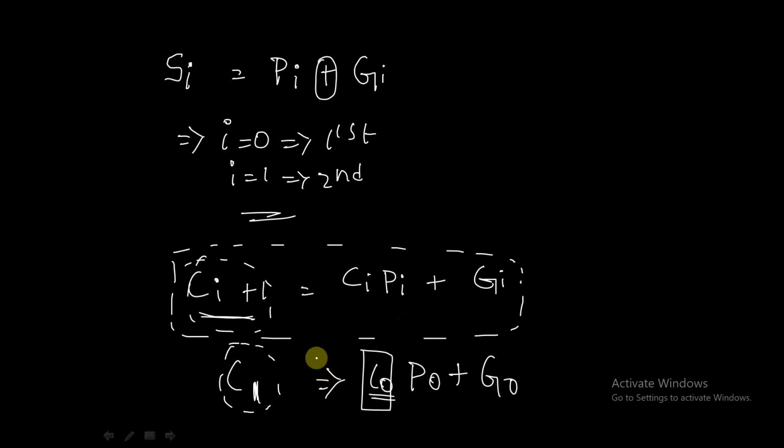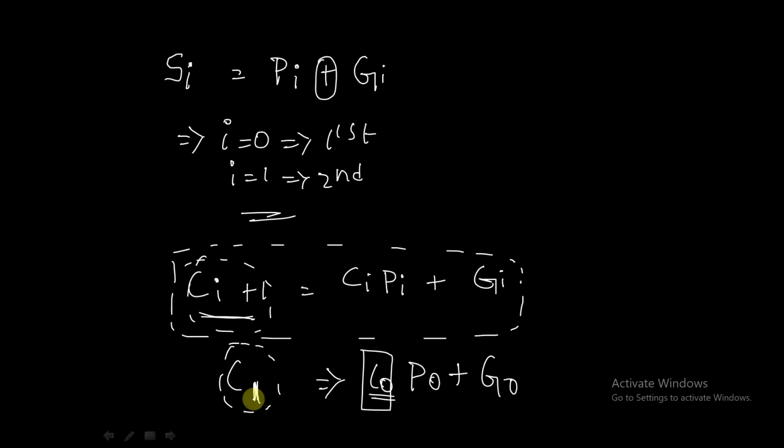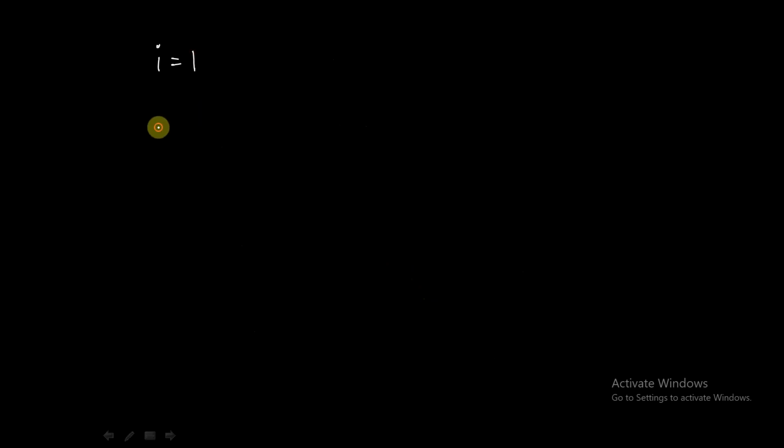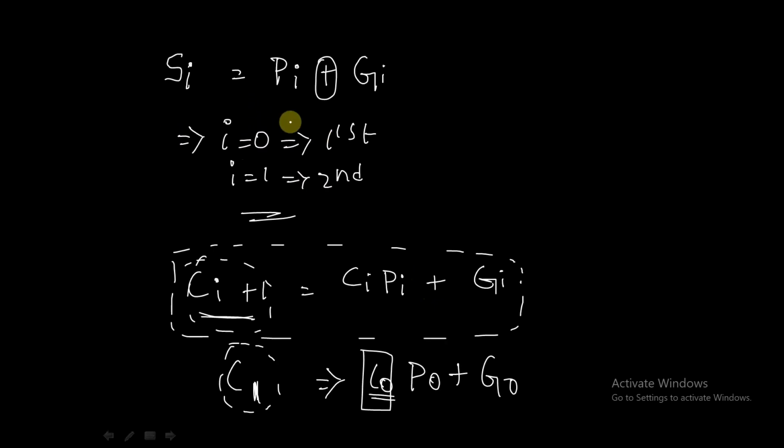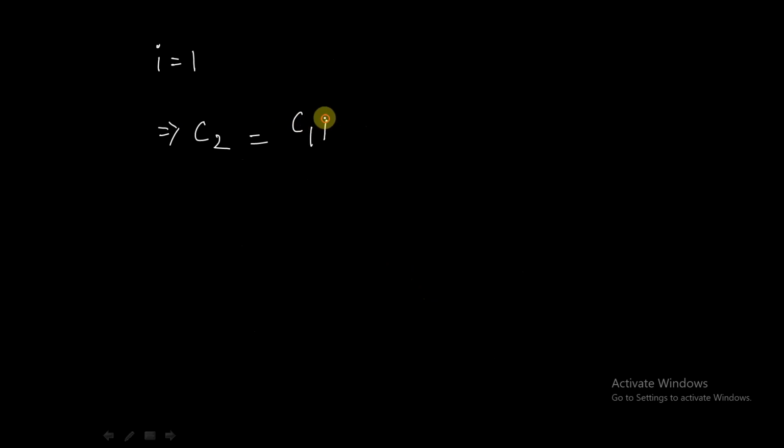So like this, I will get the carry equation for my C1, which is nothing but the input to the second stage. If i is equal to 0, we get C1, which means the output of our first stage, or the input to our second stage. Now if i is equal to 1, we will get C2, which means the output of our second stage or input to our third stage. That is nothing but C2 is equal to C1 into P1 plus G1.